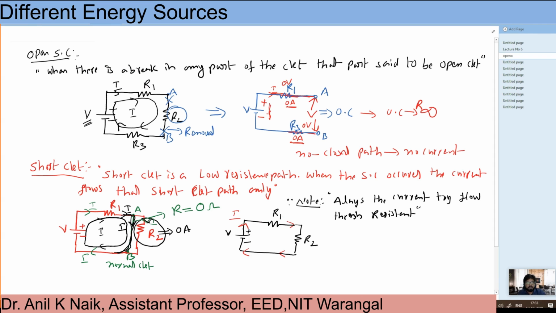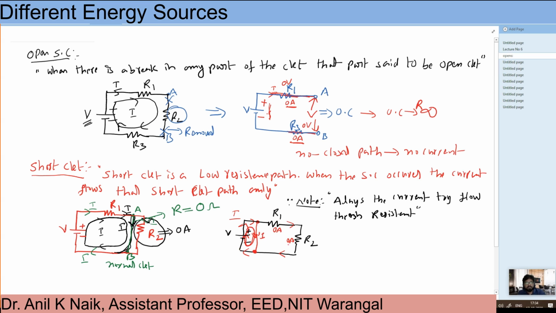But here, if I create a short circuit or low resistance path like this in between, at this moment there is no current flowing here, 0 amperes, 0 amperes. Whatever the current I is, it flows like this. So this is the closed path, and through it my current is flowing.